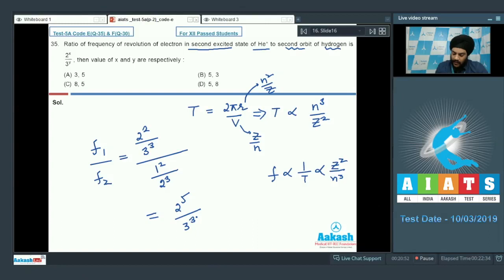So comparing it to the ratio given to us in the question, we have the value of x equal to 5 and the value of y equal to 3. Looking at the options, we can clearly see that we have to select option B as the correct answer to this question. Let us look at the next question now.